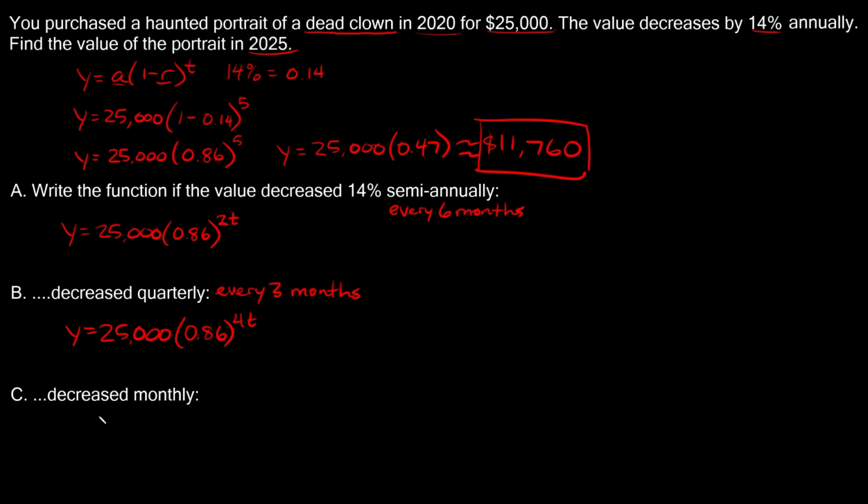okay? Now, what if it said decrease 14% monthly? Well, again, we could write our function, right? So it'd be y is equal to 25,000 times 0.86. And then how would our t change in this case? Okay, well, how many months are in a year? There's 12 months in a year, right? So then we would write this as 12 times t, or 12t.